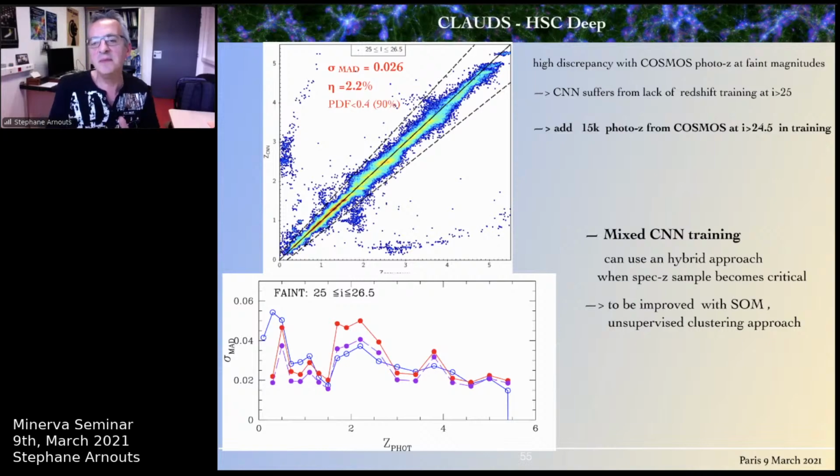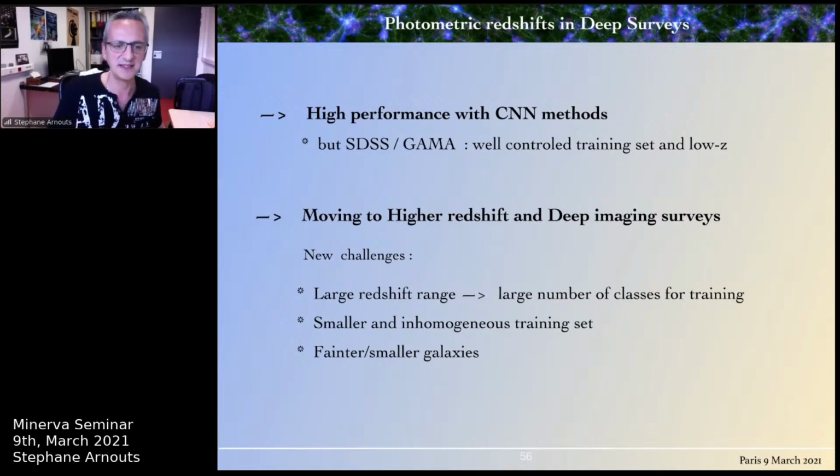So using a mixed training set for the CNN, with a good spectroscopic sample when available, and when you are moving into a regime where we don't have a choice, using some fraction of photo-zs as reference, you can basically work pretty well on the full COSMOS sample, even up to very faint magnitudes like 26. So there will be many different ways to improve that, but that's basically it.